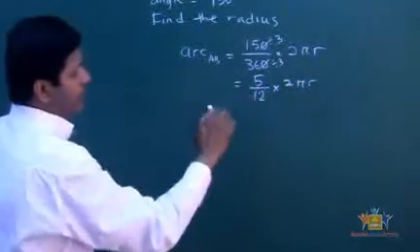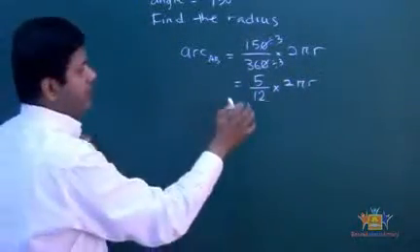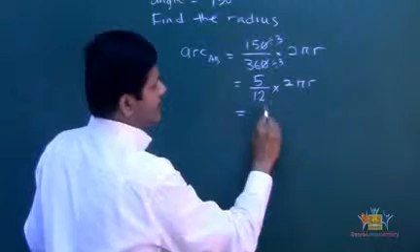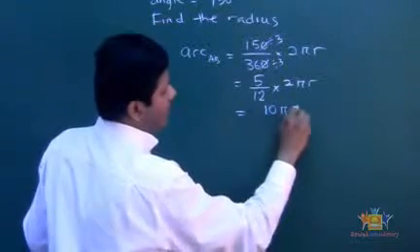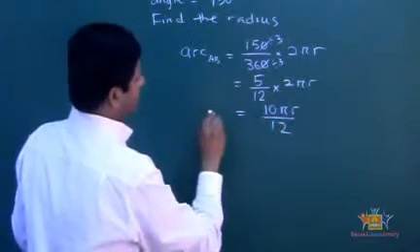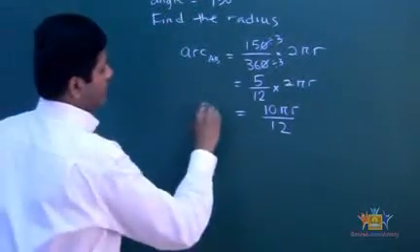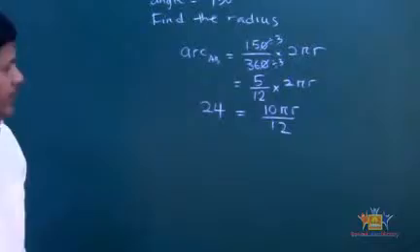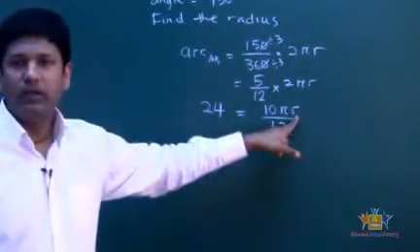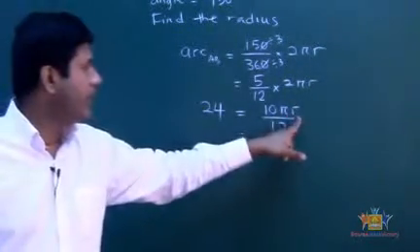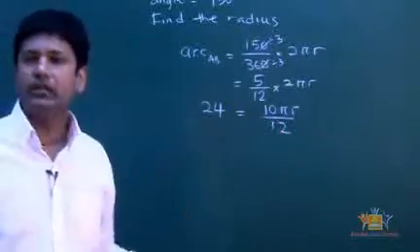Now I can combine all this and put it in one form. What I mean by that? 5 times 2 is 10. 10 pi r over 12. It's arc AB, which is 24. We're going to put 24 right there. Now let's solve for r. We are isolating r because we're looking for r. So everything surrounding r has got to go.